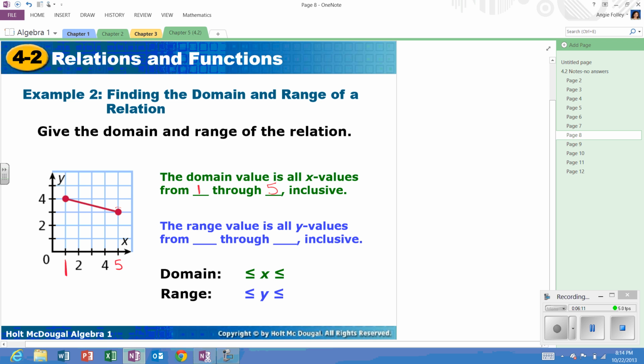Okay. So our range is our y value. So if you look, our y's go all the way from here up to here. This value right here is the y value of 3, and this value is 4. So they go from 3 to 4. And then when we write that like an inequality, our domain is all the values from 1 all the way up to 5. So x is everything from 1 to 5. And our y's are everything from 3 to 4.